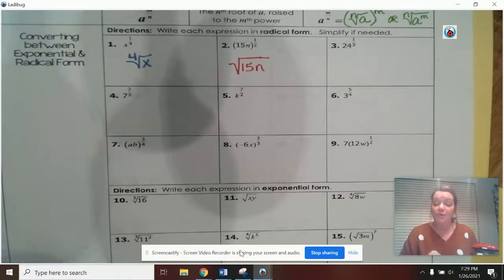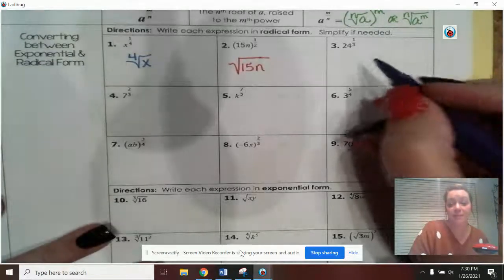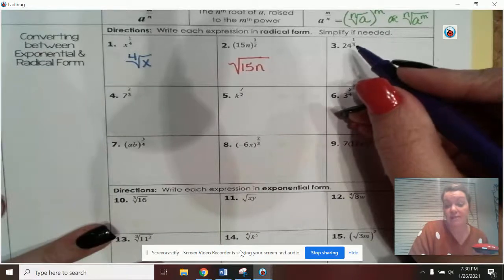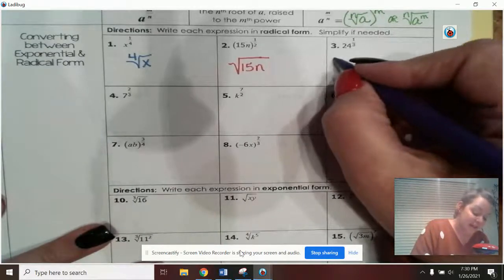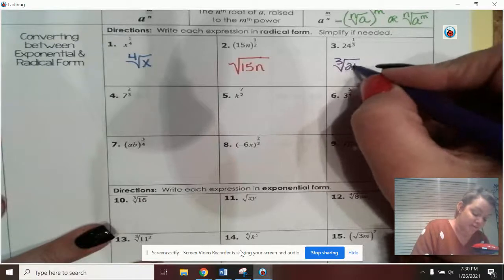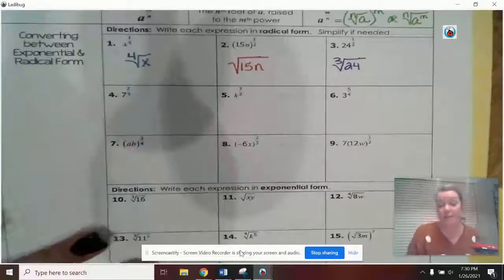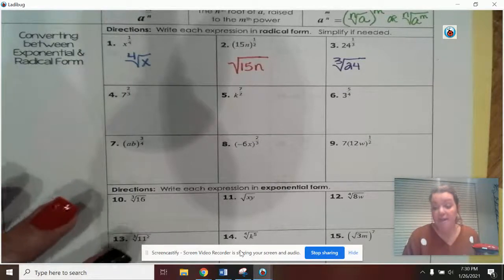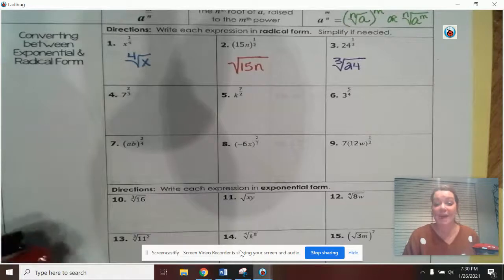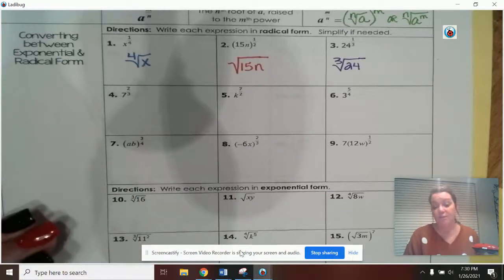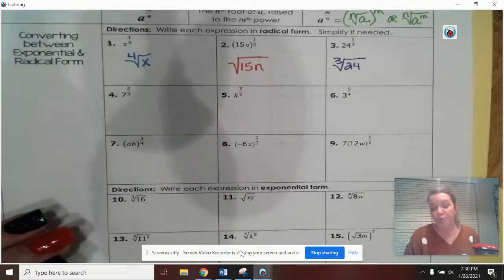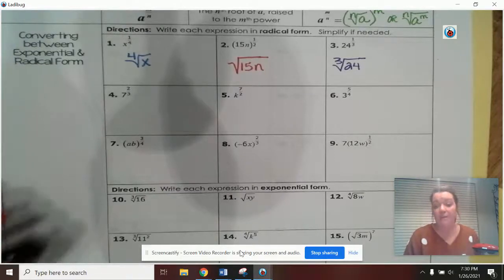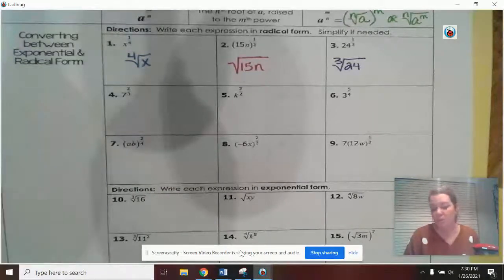The next one says 24 to the 1/3. And if I'm going to put this back into radical form, the number on the bottom is my root. So this is a cube root. So this is going to say the cube root of 24. And it's 24 to the 1st, but again, we don't need to put the 1. Now, the cube root of 24, you can check it in your calculator. If the cube root of 24 was a nice integer number, we would want to go ahead and simplify that, okay? But the cube root of 24 is not. If you take the cube root of 24 in the calculator, you get a decimal. And so we don't want to put decimals here. We're just going to leave the cube root of 24 as is.